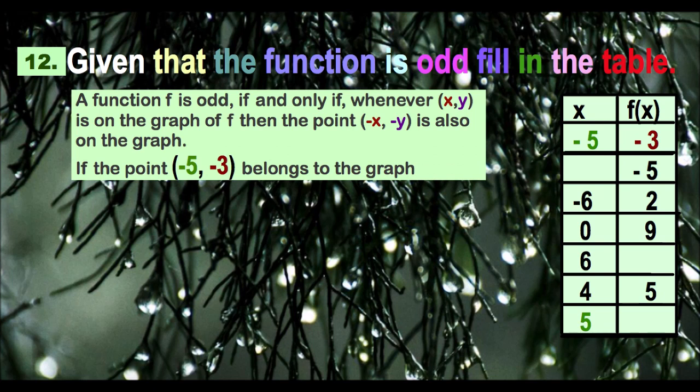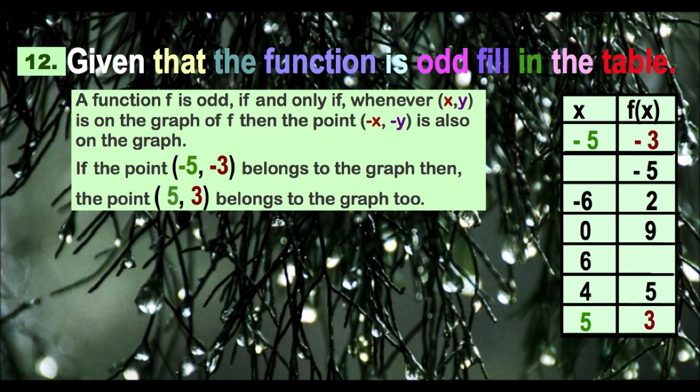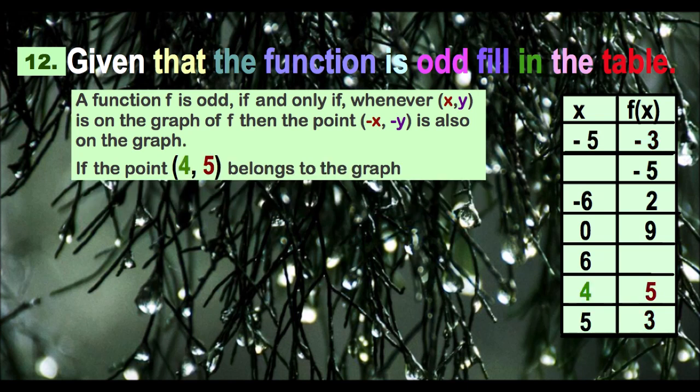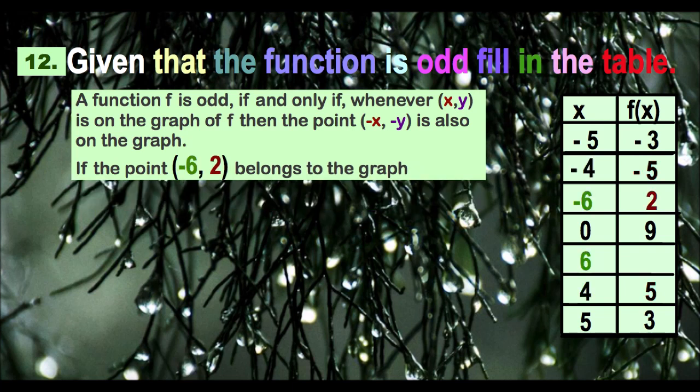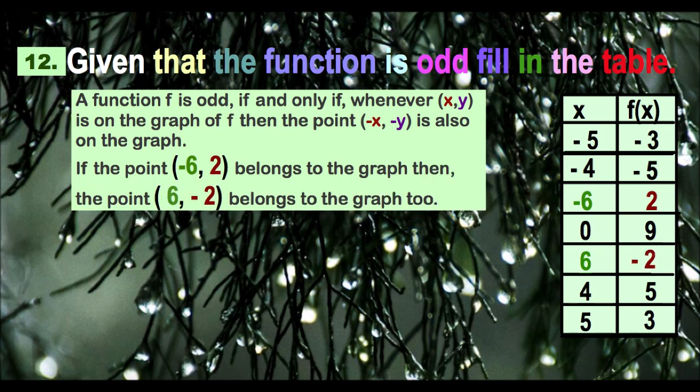If the point (-5, -3) belongs to the graph, then the point (5, 3) belongs to the graph. If the point (4, 5) belongs to the graph, then the point (-4, -5) belongs to the graph too. If the point (-6, 2) belongs to the graph, then the point (6, -2) belongs to the graph too. And thus we filled in our table.